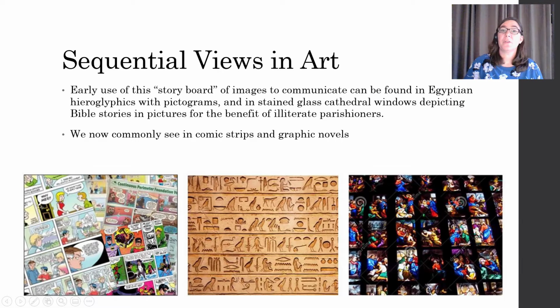Although we now most commonly see these sequential or serial views in comic strips and graphic novels, there is a long history of using them in art. Here's a couple of examples. Egyptian hieroglyphics with the pictograms, and stained glass cathedral windows. These will tell a story, Bible stories, in pictures for the benefit of those who can't read.